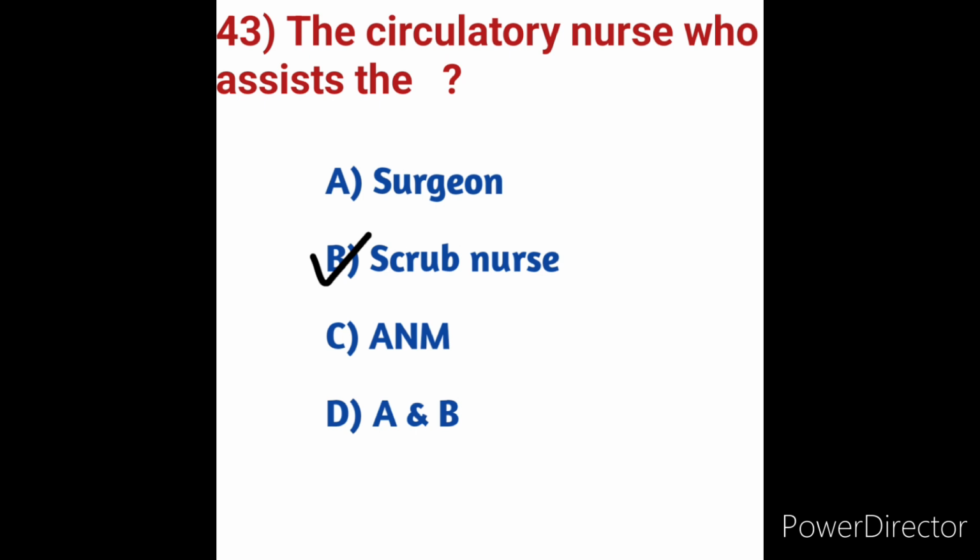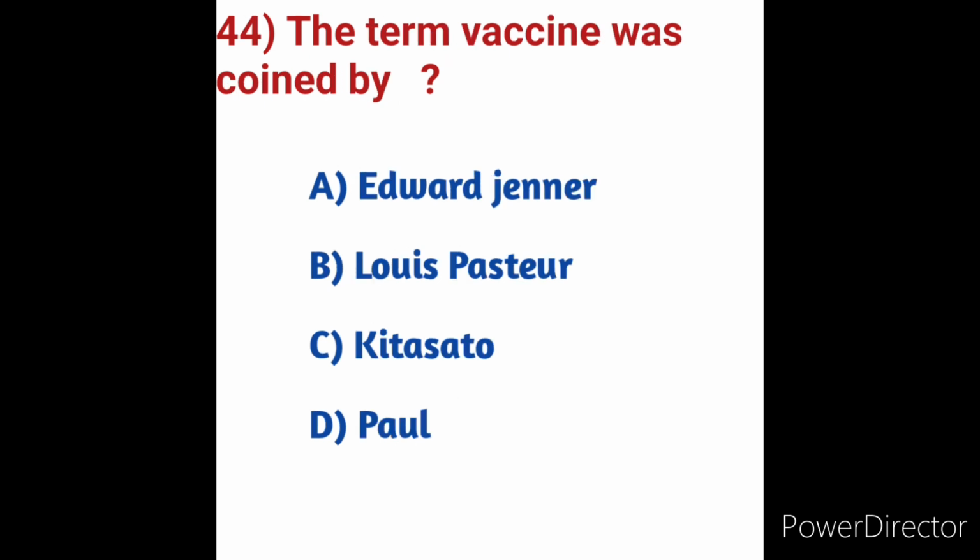We will move on to question number 44. The term vaccine was coined by whom? We will see here the options. Option A, Edward Jenner. Option B, Louis Pasteur. Option C, Kitasato. Option D, Paul.